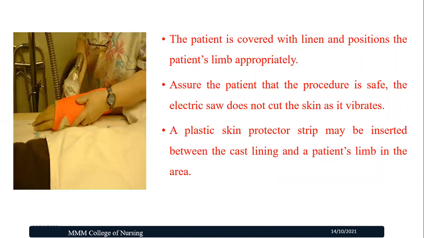And the patient is covered with the linen, and position the patient's limb appropriately so it is easy to remove the cast. Assure the patient that the procedure will be safe and the electric saw does not cut the skin, since it vibrates, it doesn't cut. It cuts the POP by vibration only. A plastic skin protector strip can be inserted between the cast lining and the patient's limb in the area if it is required.